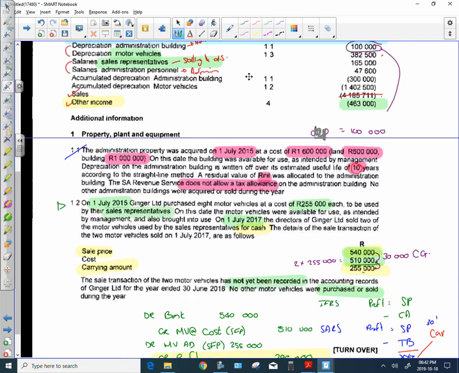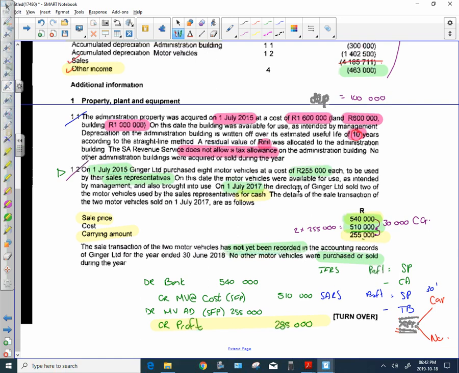Okay. All right, so is everybody comfortable then with 1.2? Yes. Yes. The balancing figure is my profit. It should be balancing.